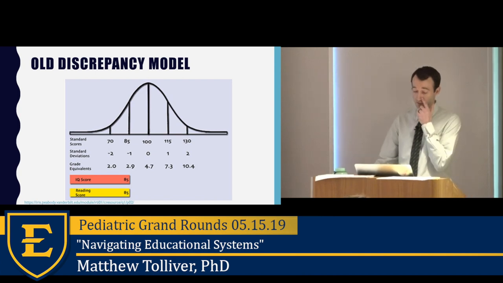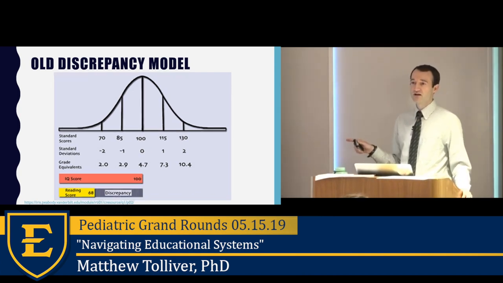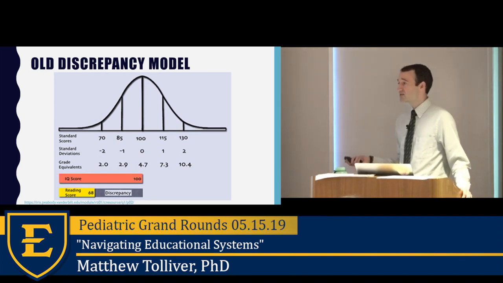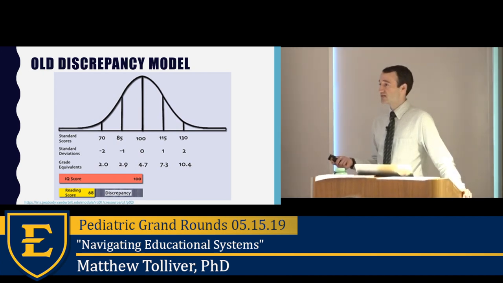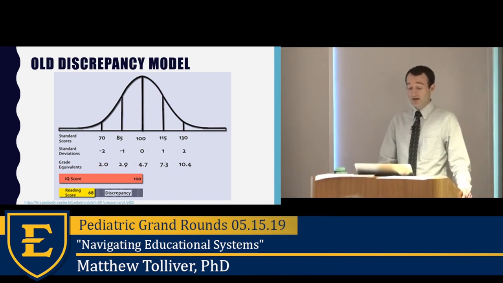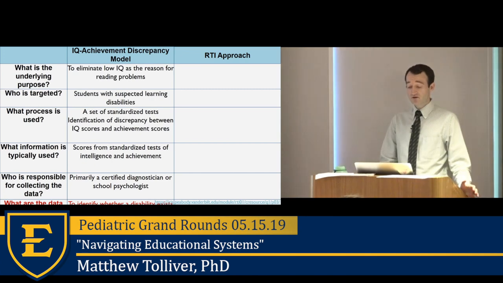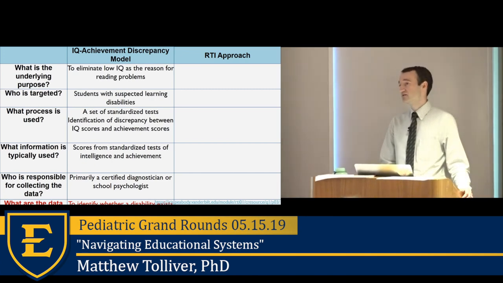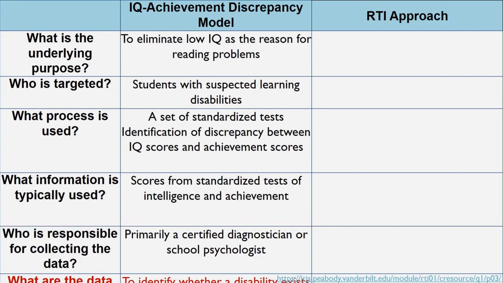this model. And so really what you would be seeing in this old discrepancy model is a kid whose IQ is average, but whose reading score on the standardized test is like two standard deviations below the mean. So this kid's going to get labeled with a specific learning disorder in reading. This discrepancy model really is trying to eliminate low IQ as the main reason for these learning problems. And it's targeting kids that most likely have a learning problem. They give them a series of standardized tests, usually administered by a school psychologist, with the primary aim of just figuring out, does this kid meet criteria as having a disability?